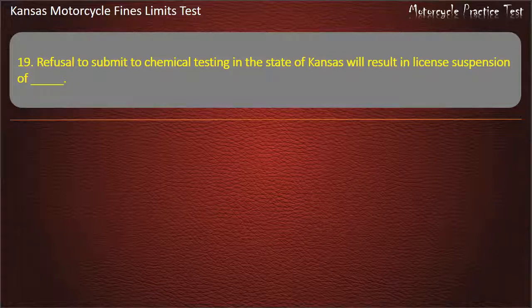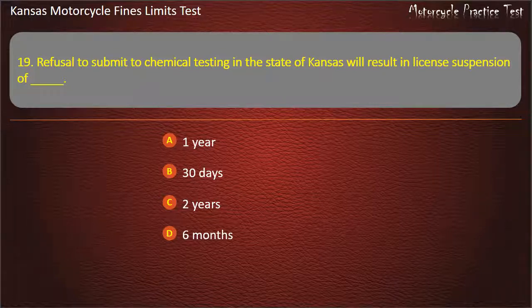Question 19. Refusal to submit to chemical testing in the state of Kansas will result in license suspension of 1 year. 30 days. 2 years. 6 months. Answer: 1 year.